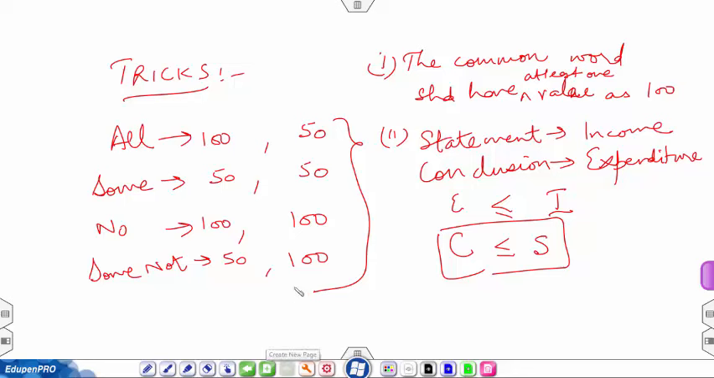So there is no need to draw a Venn diagram. Using these tricks I can answer all the questions. And there are some difficult questions also, the possible cases, the either or cases, which we'll discuss in the later half. Let's attempt this particular question.